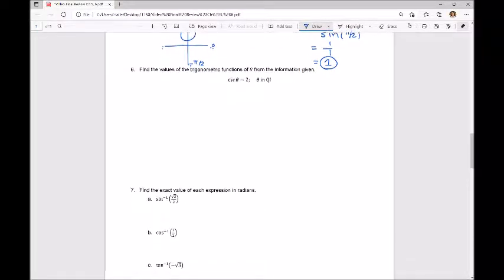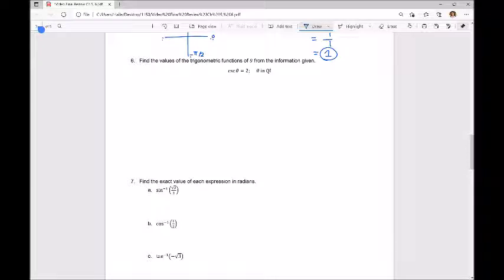In this next problem, we want to find the values of the trigonometric functions of theta from the information given. We're given that the cosecant of theta is 2, but our angle is in quadrant 1. Anytime you're given a problem like this, and we'll see this a little later as well, make sure that you get a triangle first, so that you can get any trig function you want from that triangle.